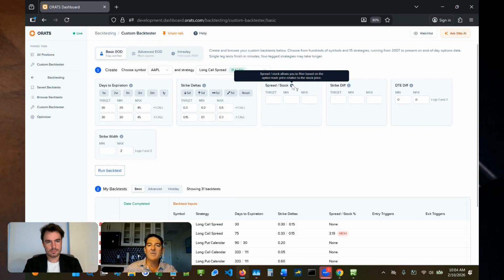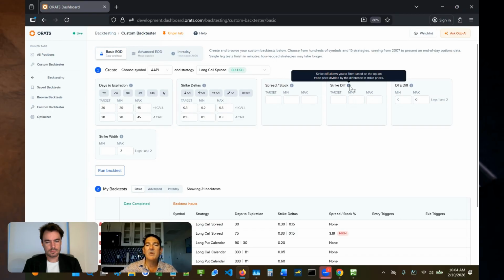So a spread divided by stock. So how much do you want to pay for this? In this case, it's a long call spread, so you're paying a debit. So do you want to pay 1% of the stock price or what percent? If you don't know, I suggest running it without, and then look at the trades, which I'll show you how to do later, and find the trades that you would likely do, and then what percentage has that been kind of historically, and then you could constrain the results to that particular percentage.